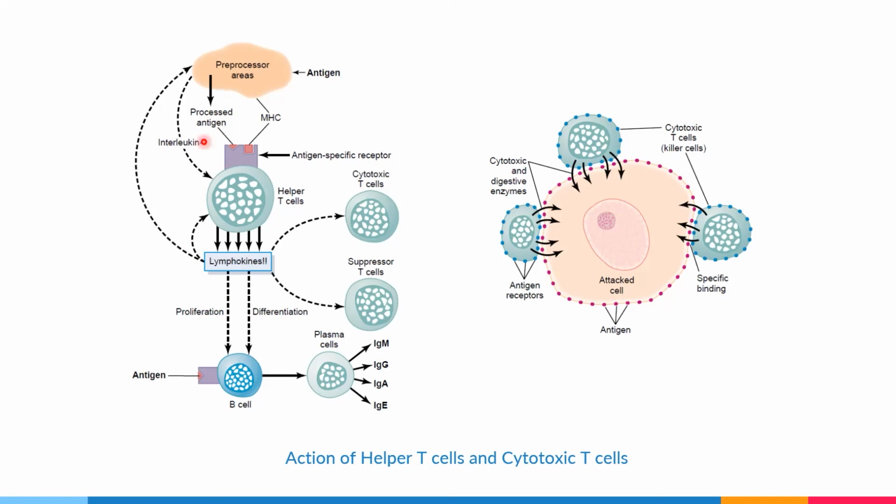This was how lymphokines work. Next, we have the cytotoxic T cells. The cytotoxic T cells, as you can see right here, can attach to the antigens present on the foreign cell. Upon binding to the foreign cell, it releases various cytotoxic enzymes, and after a while these digestive enzymes finally destroy the particular infectious cell, thus eliminating the infection. This is how the helper T cells and the cytotoxic T cells act.